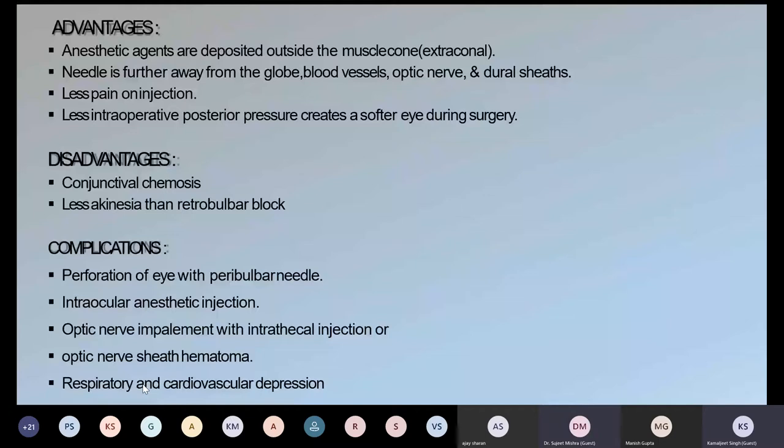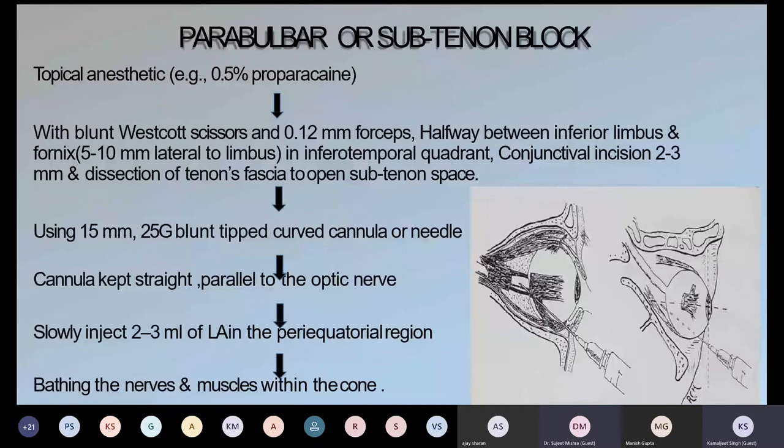Parabulbar is being used very frequently in the European society. These surgeons give a snip in the inferior temporal conjunctiva after putting some topical drops, and with a cannula they inject the anesthetic into the subtenon space. You keep the cannula straight and remain parallel to the optic nerve. Slowly you inject this local anesthetic, and take care that you don't use a sharp needle, although many people do. A cannula is a very good technique so that you don't perforate the eyeball. This is used very commonly in the Western world.